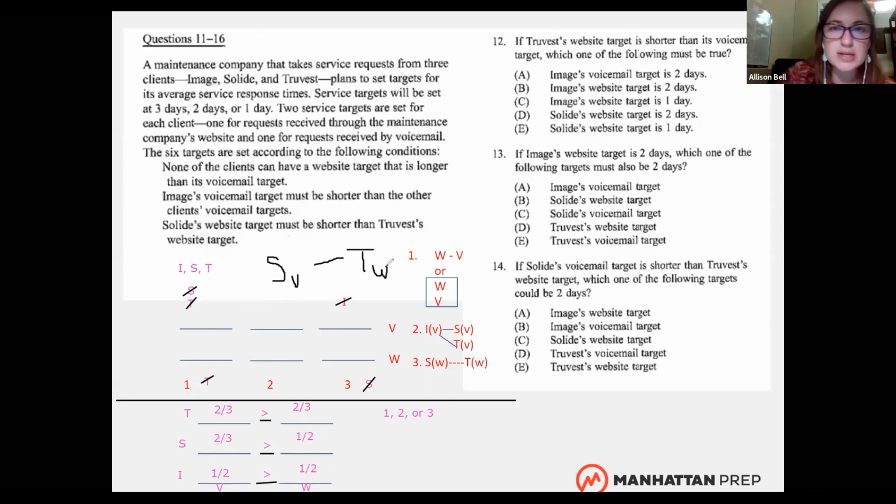And then just like in number 12, I'm going to think about any inferences I can make in terms of falling off the end. So if S's voicemail has to be shorter, then it can't be in space 3. And if T's website has to be longer, then it can't be in space 1. I also noticed that S's voicemail can't be in space 1.